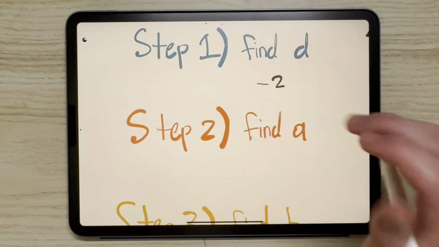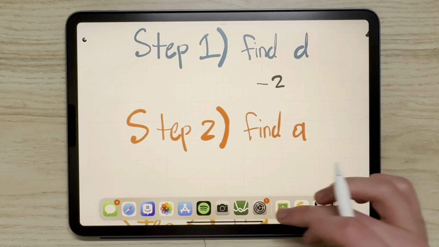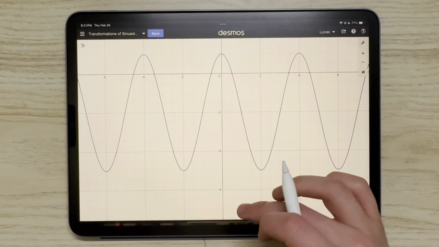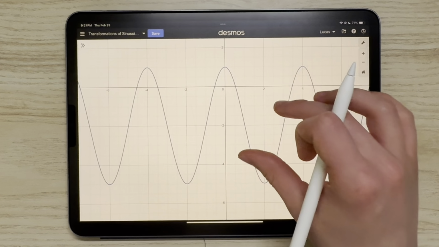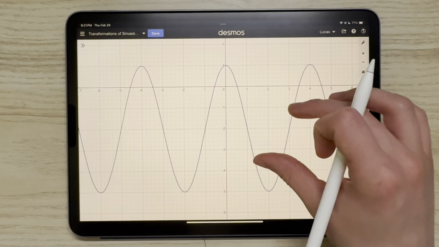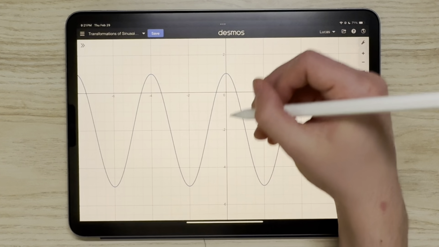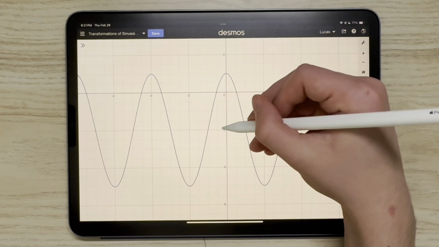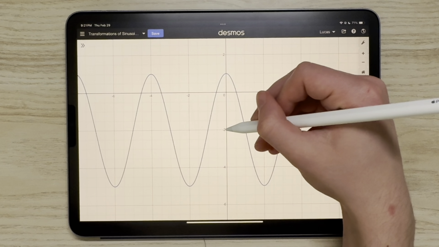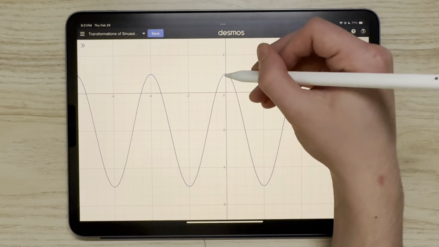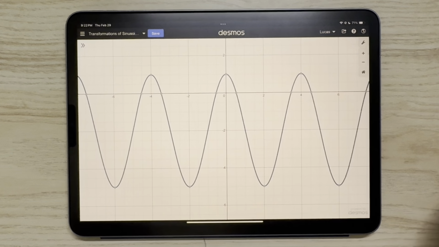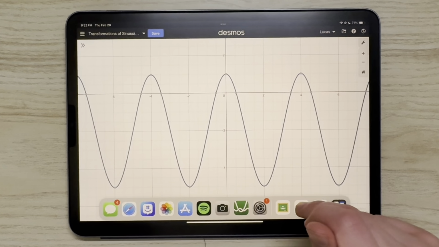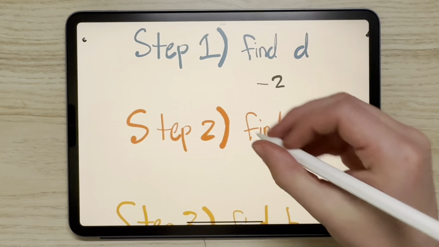Now let's find our a. So a is the amplitude, also known as the distance between the middle and the top. And this happens to be 3 because we found that the middle was -2 and the top is 1, and the space between that is going to be 3. So that means our amplitude is 3.